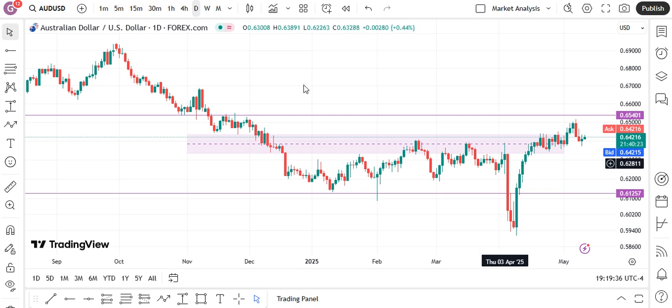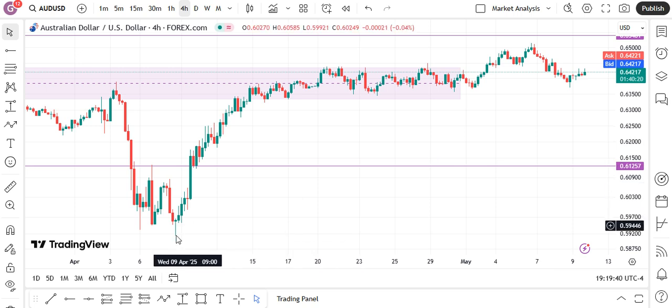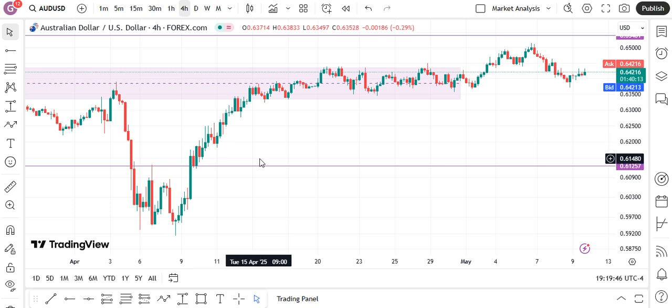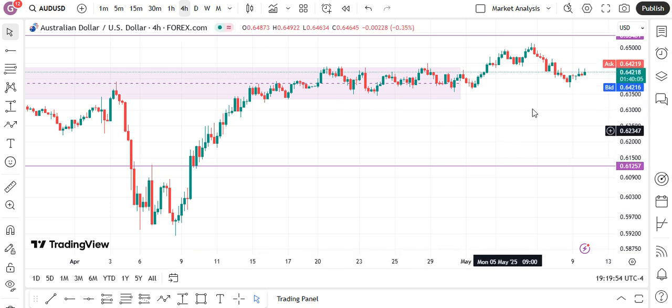That's actually what I'm looking at. If you run your fib from this low to this high, somewhere inside this level should be discount, okay? So I want to see price trade lower, sweep all these lows before it starts to rally higher again. So we are bearish on AUD USD.